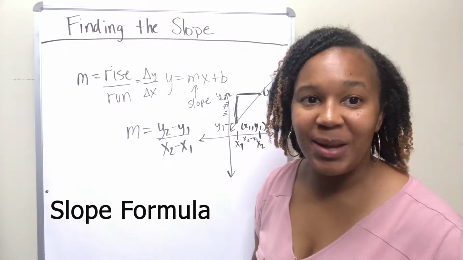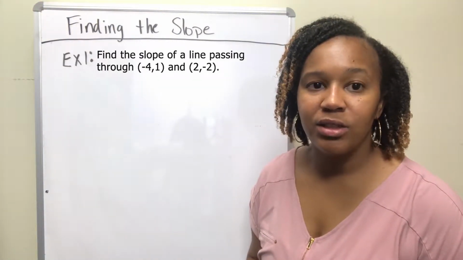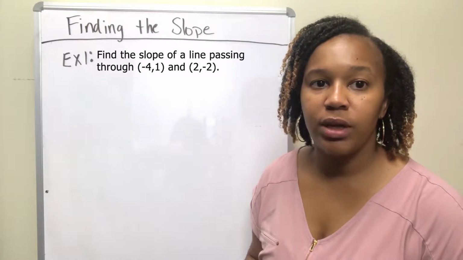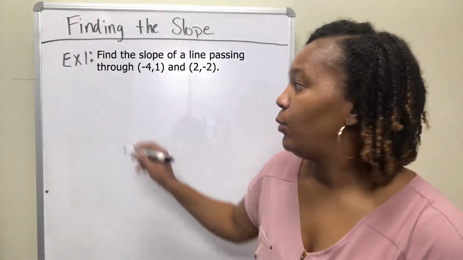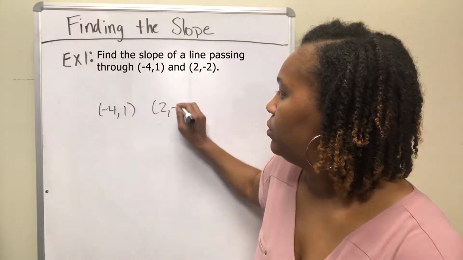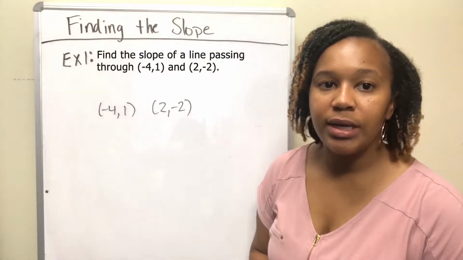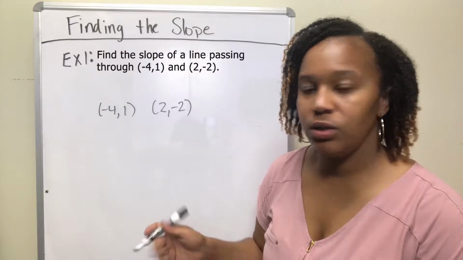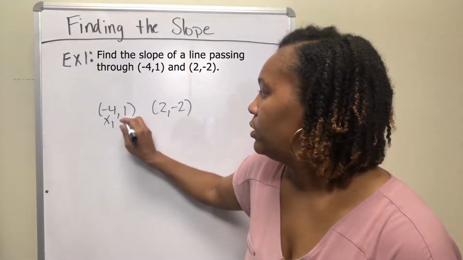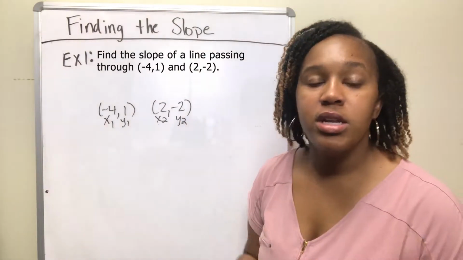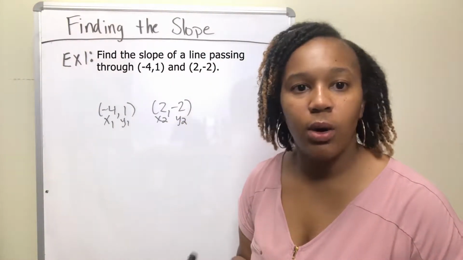So let's look at some examples. Example 1, we want to find the slope of a line that passes through the points (-4, 1) and (2, -2). Basically we have two points, and we want to assign each of those points as x1, y1, and x2, y2. So this one is first, so I'm going to call it x1, y1, and this one is second, I'm going to call it x2, y2. And it doesn't matter which one you assign, you can go either way.